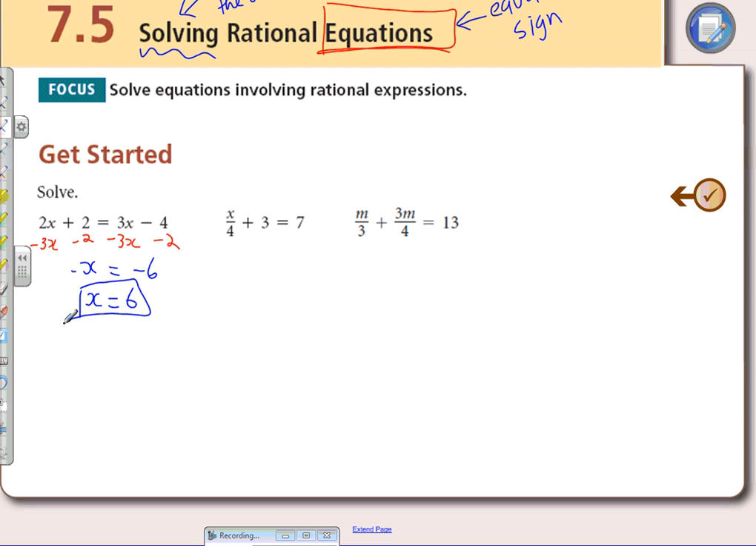Next one. Well, let's subtract the 3 over. That's going to give us x over 4 is equal to 4. And now we multiply both sides, do the opposite. If we're dividing, we do the opposite. Multiply by the 4. And we get left with x is equal to 16.